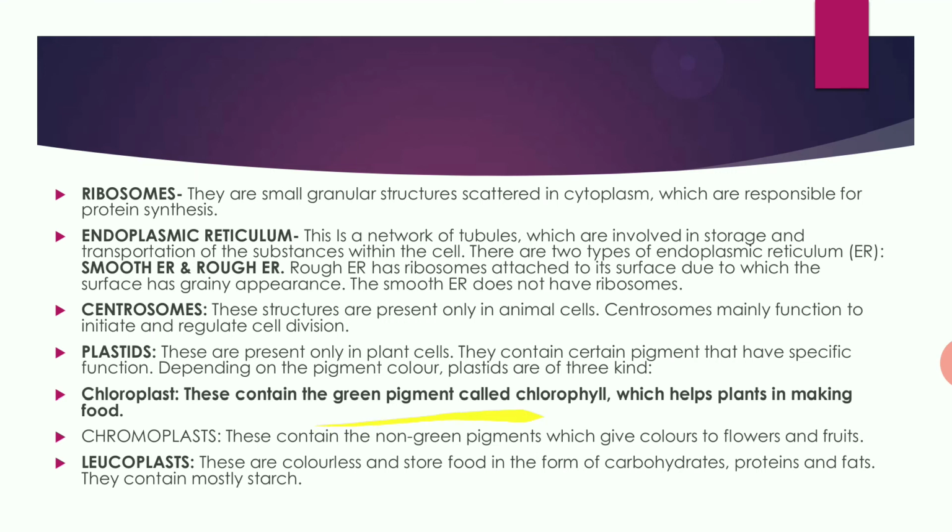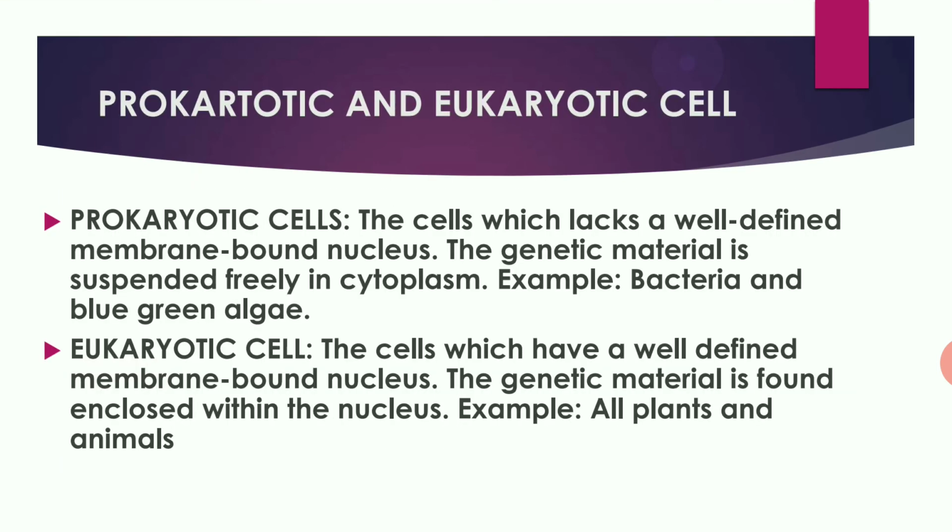Chloroplasts contain the green pigment called chlorophyll, which helps plants in making food. Chromoplasts contain non-green pigments which give color to flowers and fruits. And leucoplasts are colorless and store food in the form of carbohydrates, proteins and fats, and they mostly contain starch. So leucoplasts store food in the form of carbohydrates, proteins and fats.